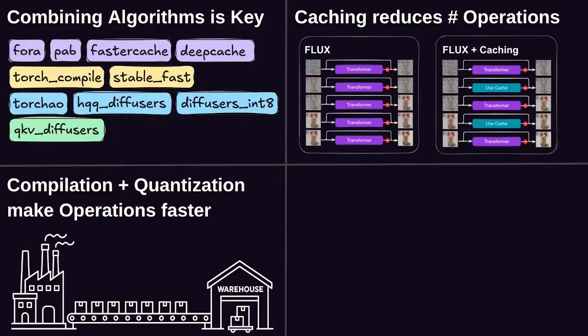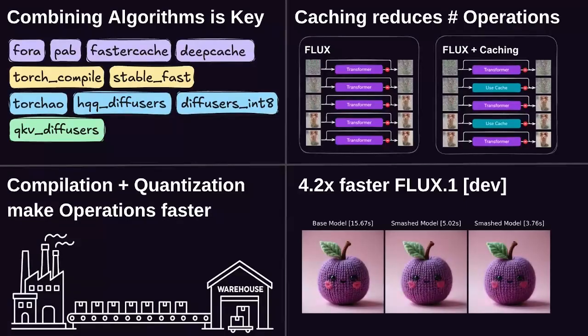And then we went to this factory GPU metaphor, and with that metaphor, I explained to you how compilation, but also quantization works and why it works. All of this together gives this nice 4.2x speed up for Flux, at basically no quality degradation.